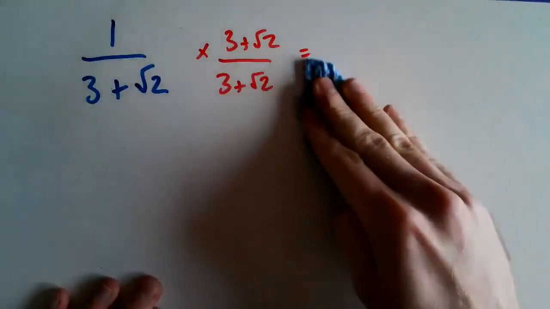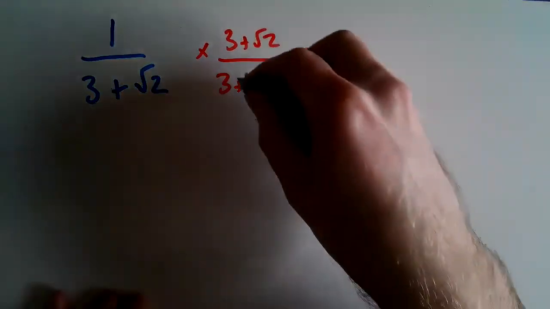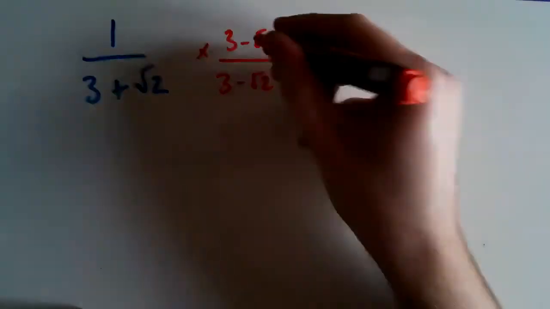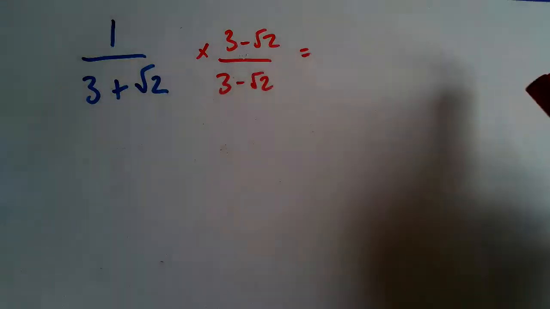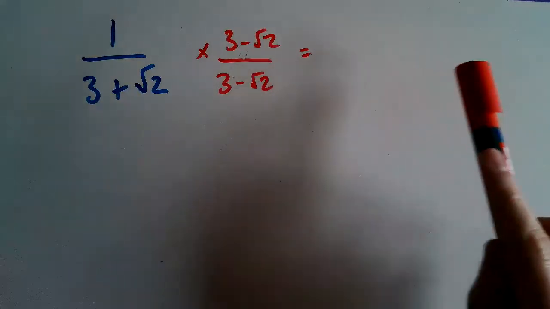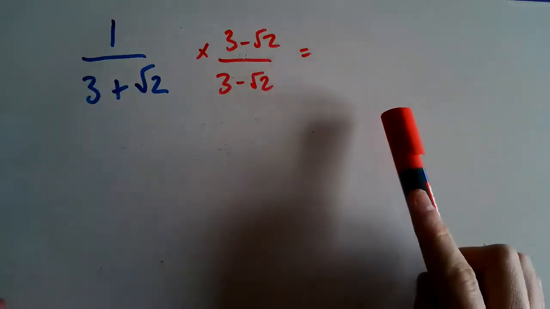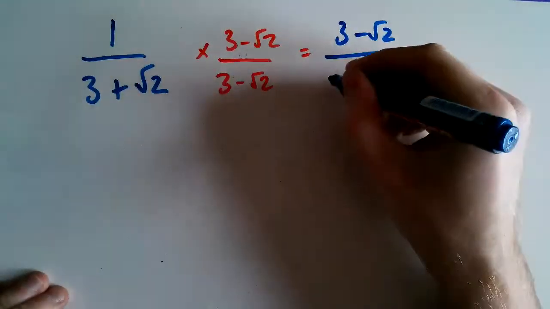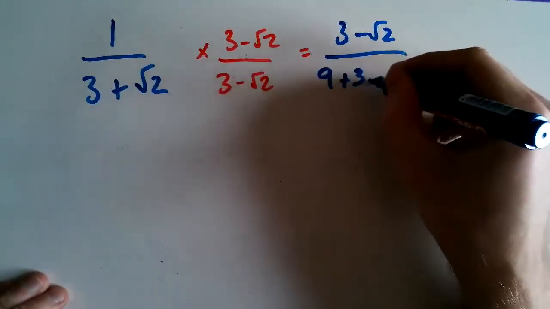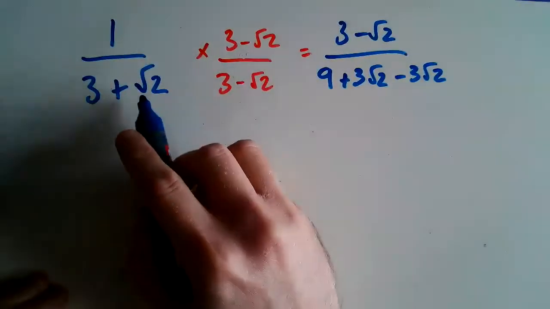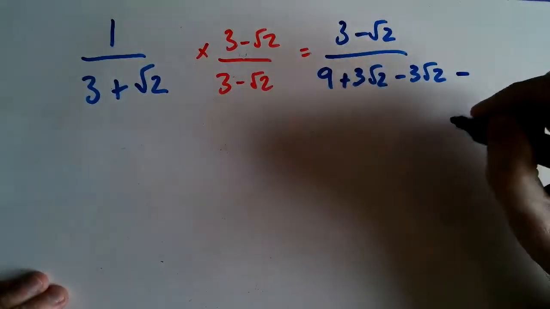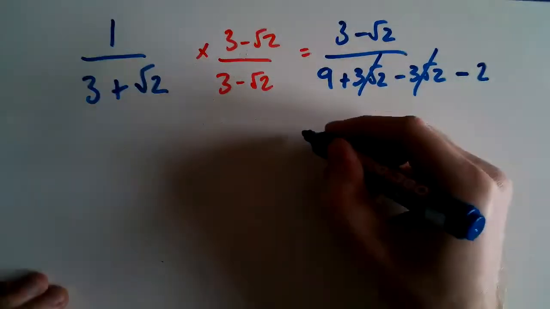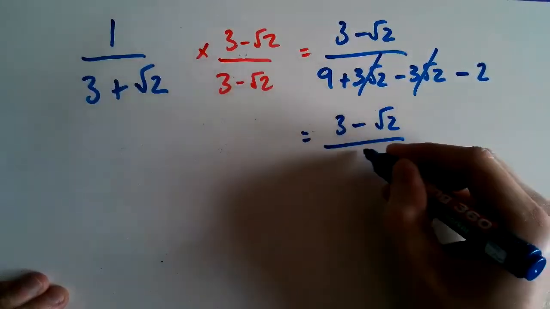So instead, the trick is to change the sign into something like that. If the two terms in the middle, the 3 root 2 and a 3 root 2, if one of those was minus, it would cancel out. So at the top, we're going to get 3 minus root 2. On the bottom, you get 9 plus 3 root 2 minus 3 root 2, and root 2 times minus root 2 gives me minus root 4, which is minus 2. Now these cancel out, so I'm left with 3 minus root 2 over 7.